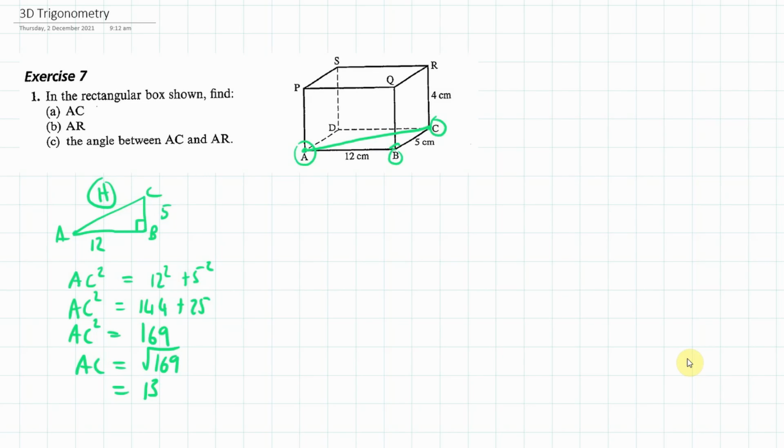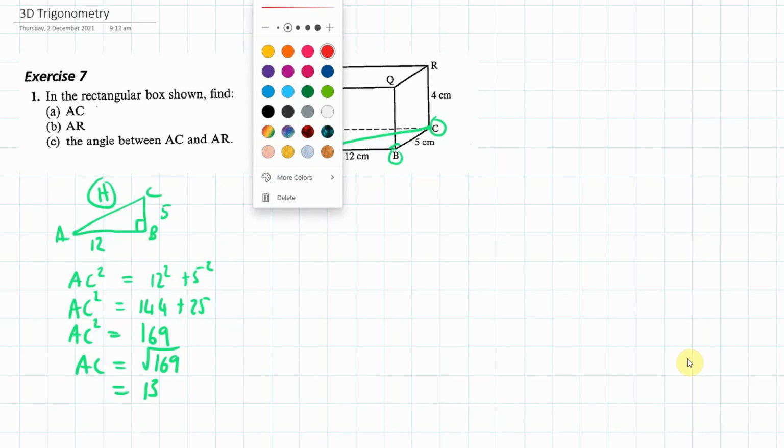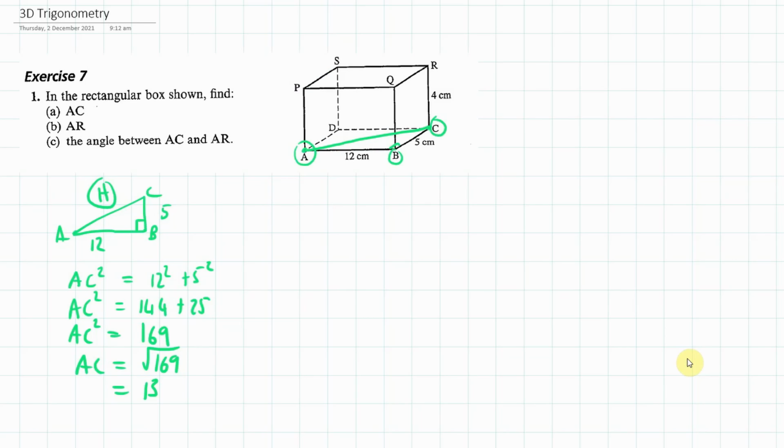Now we're going to find angle AR. So I'm going to use a different color here. Here we go, we're going from A to R. So I just join them up, and I look for a right angled triangle, and here's my right angled triangle.